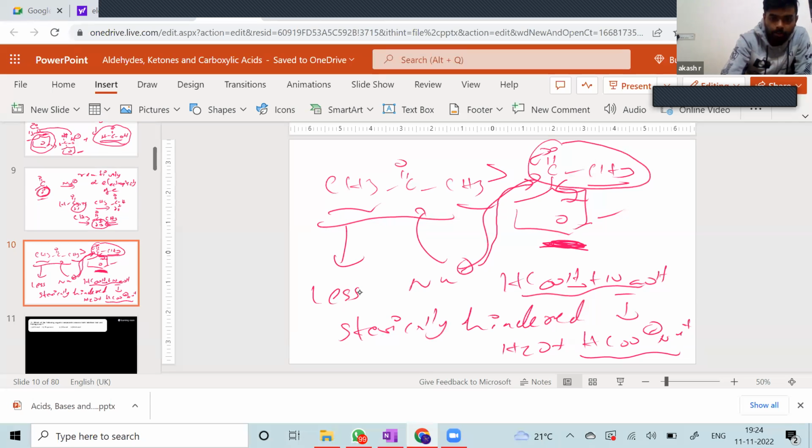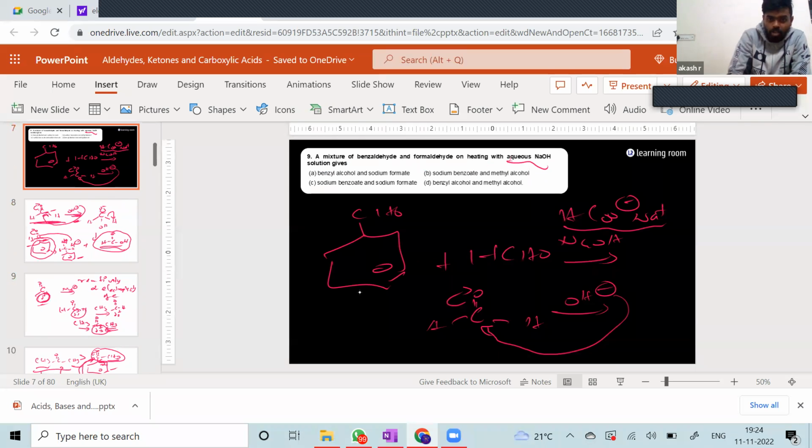Okay, moving on. So what should be the answer? Obviously you're going to form sodium formate, the salt of formic acid, and you are going to form benzyl alcohol. So A is the answer to this question. Anybody has any questions? Yes, the smaller one will undergo oxidation, so it gets converted to the acid, and that acid will react with NaOH to form the salt of the acid.